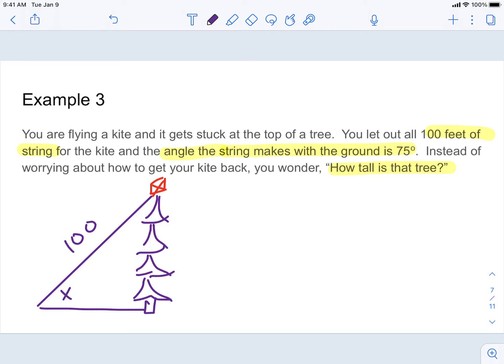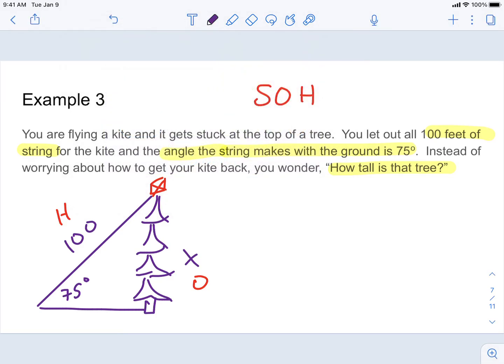And we're wondering how tall is the tree. Oops. That should be a 75, not an x. That's where the x is. How tall is the tree? Okay. 100's our hypotenuse. If the angle's in the left side, the opposite of left is right. And that means there's my adjacent, which we don't really need for this. So this is going to be a SO problem.